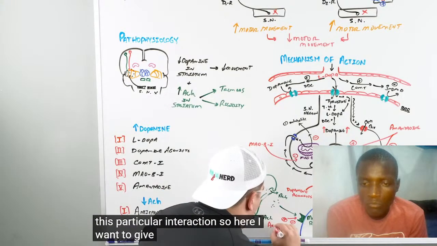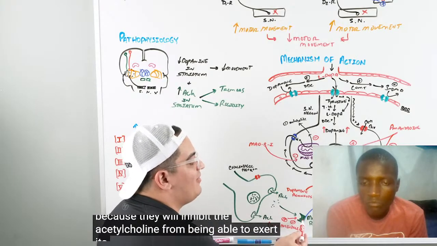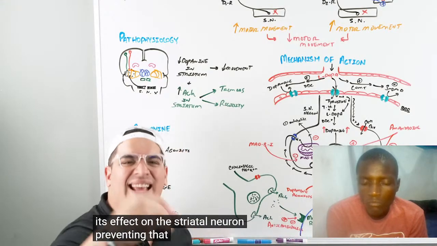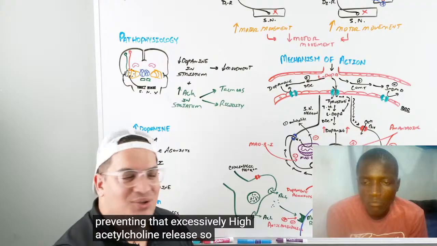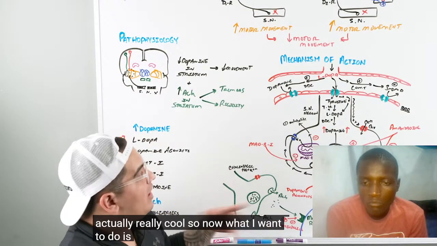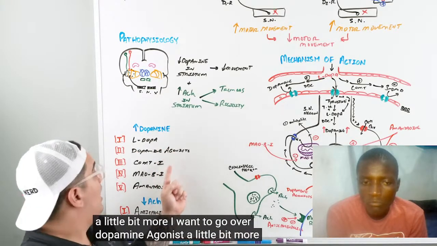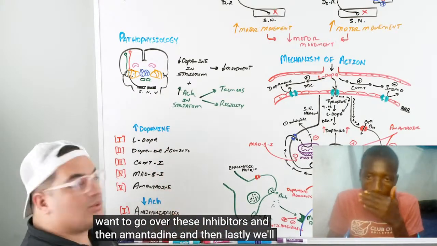So here I want to give anticholinergics because they will inhibit the acetylcholine from being able to exert its effect on the striatal neuron, preventing that excessively high acetylcholine release. So you see now the mechanism of action of these drugs. It's actually really cool. So now what I want to do is I want to go over each one of these drugs. I want to talk about L-DOPA a little bit more. I want to go over dopamine agonists a little bit more. I want to go over these inhibitors and then amantadine. And then lastly, we'll talk about the anticholinergics.